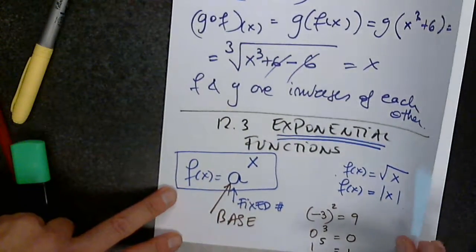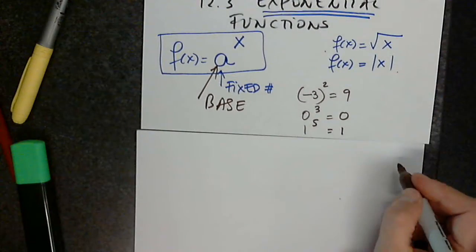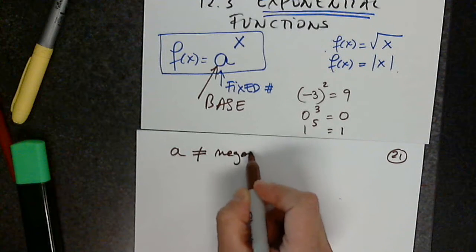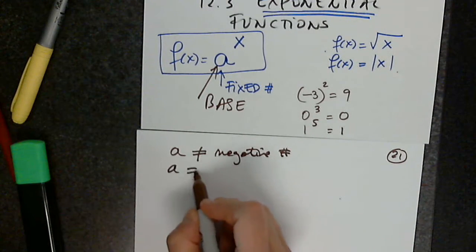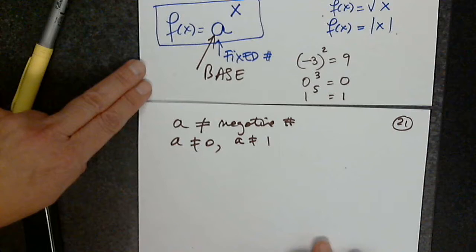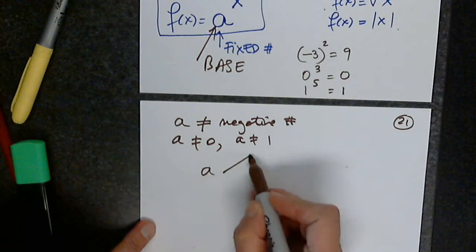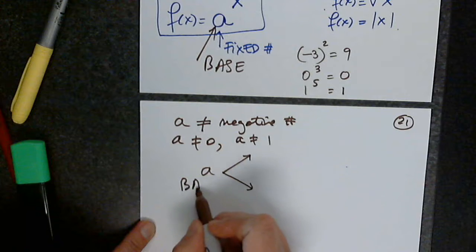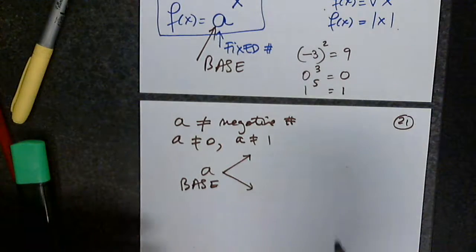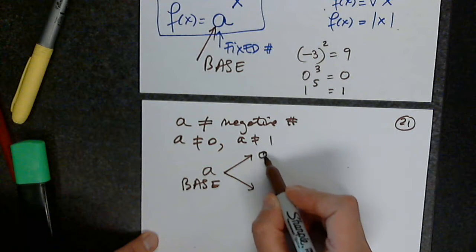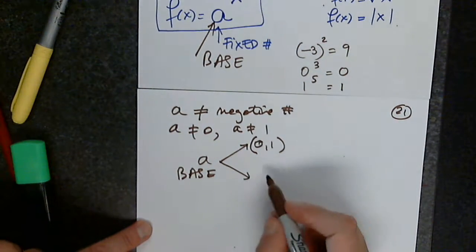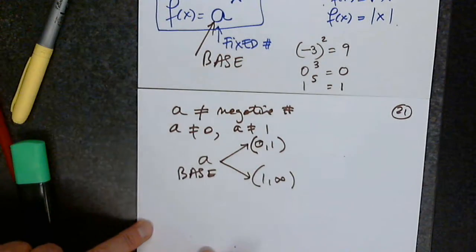However, the base of the exponential function cannot be a negative number, cannot be 0, and cannot be 1. So there are only two options for a, which is the base. I'm not talking about the exponent. The exponent can be anything. The base itself can either be between 0 and 1, not 0 and not 1. Notice that I use parentheses. Or it can be between 1 and infinity, not 1.